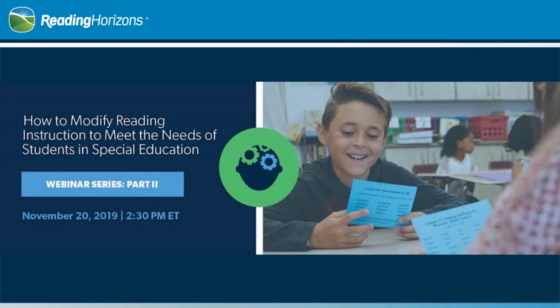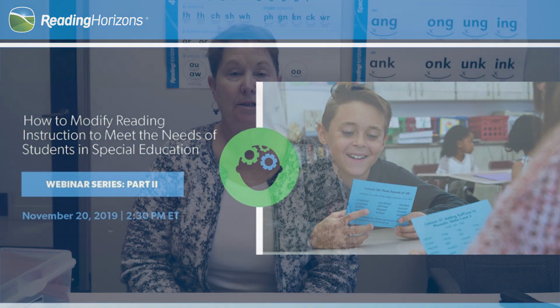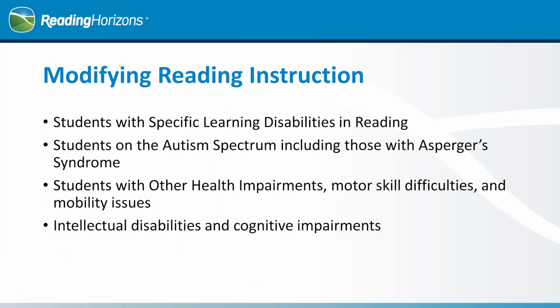So today's webcast is going to focus on modifying reading instruction for students in special education. As we know, students have a variety of needs and we're working with diverse learners. And so the process of reading instruction may need to be modified based on the special needs of our students. So for example, we're going to be talking about students with specific learning disabilities in reading. We're going to be talking about students on the autism spectrum, including Asperger's syndrome.